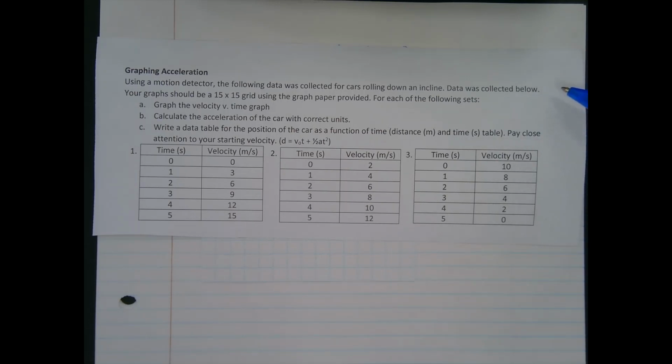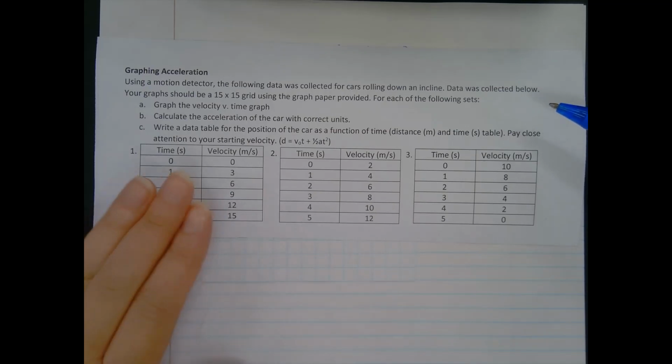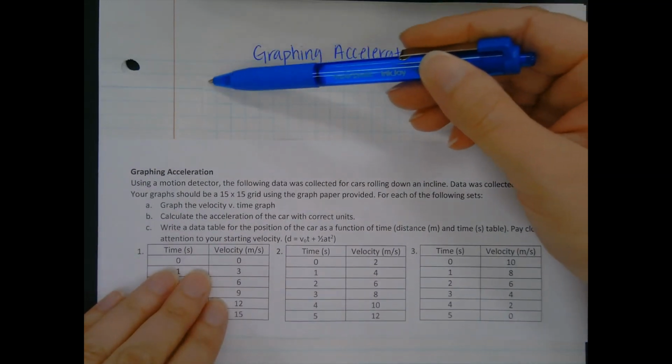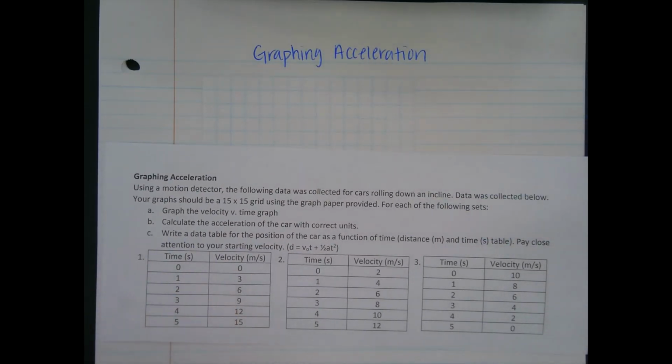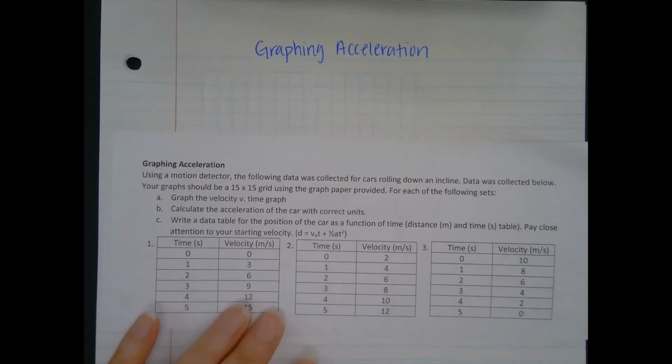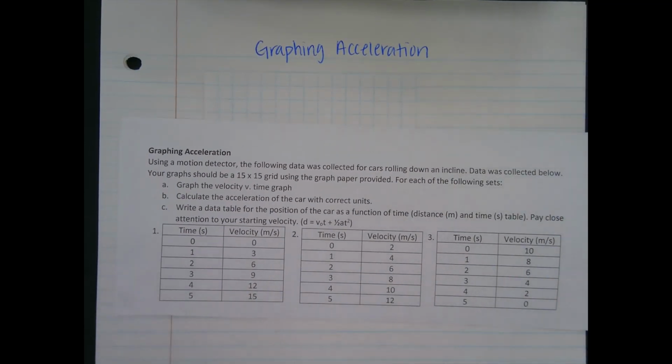Data was collected below. So your graph should be a 15 by 15 grid. What that means is a piece of graph paper just cut out with 15 squares by 15 squares. For each of the following data sets, we're going to graph the velocity versus time graph, calculate the acceleration of the car with units, and then write a data table for the position of the car as a function of time, distance and time, and we're going to pay close attention to our starting velocity, and we're going to use this equation in order to fill out this box.